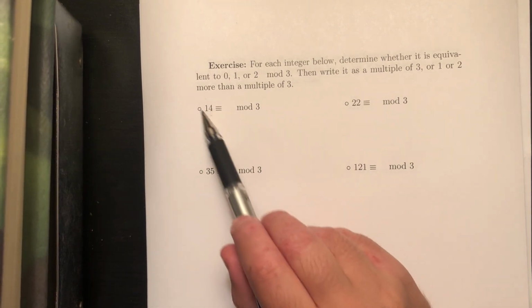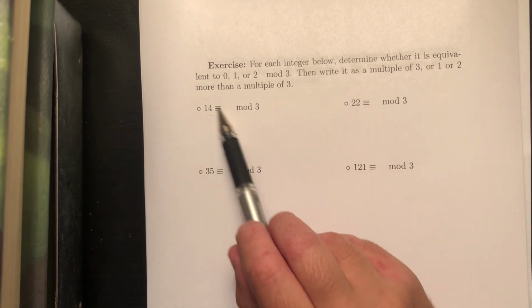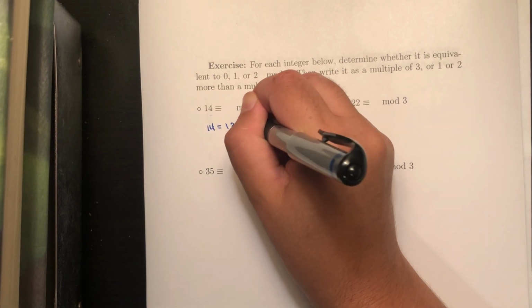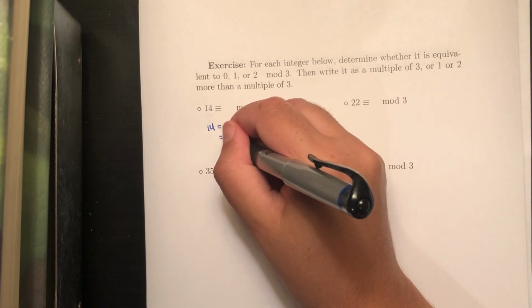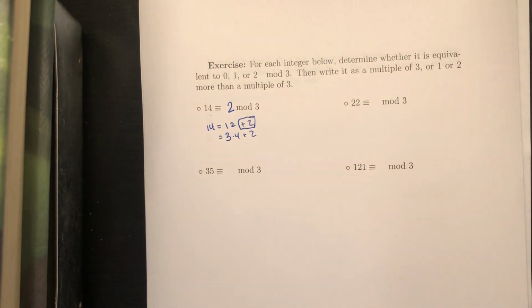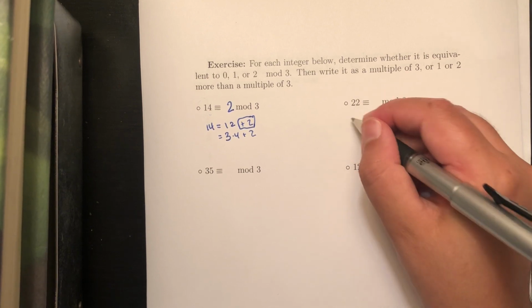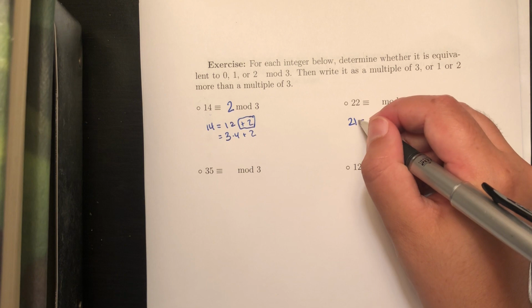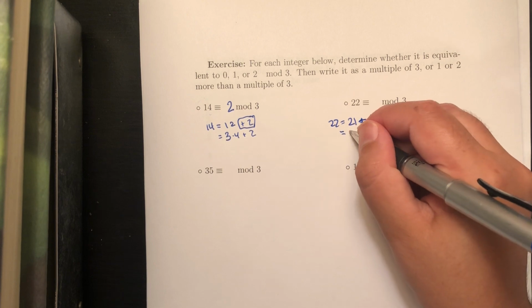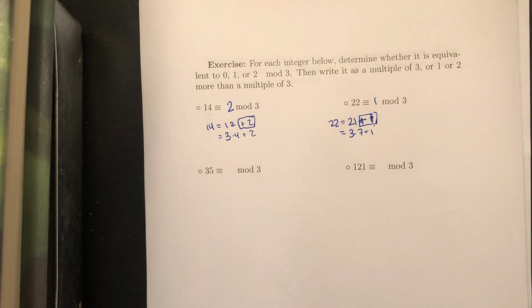All right, well 14 is definitely not a multiple of 3. So we just have to think, what's the nearest multiple of 3 that's smaller than 14? That would be 12. We can write 14 as 12 plus 2, and 12 is a multiple of 3. Because we have this plus 2 at the end, 14 is equivalent to 2 mod 3. All right, how about 22? 22 is not a multiple of 3, but the nearest multiple of 3 would be 21. So we can say that 22 is equal to 21 plus 1, that is 3 times 7 plus 1. And so this plus 1 at the end means 22 is equivalent to 1 mod 3.